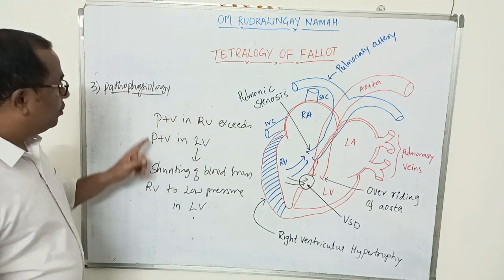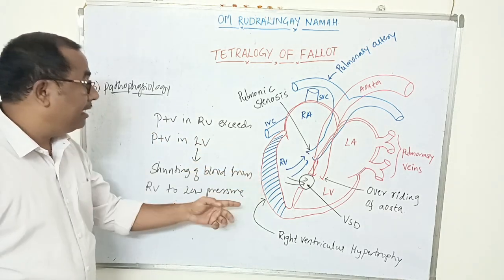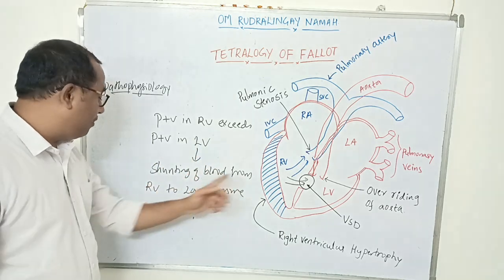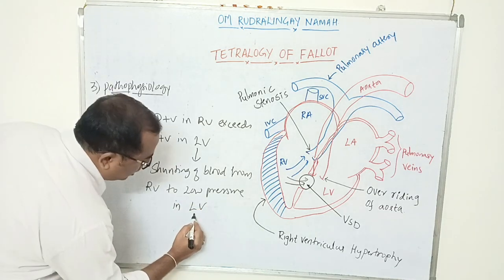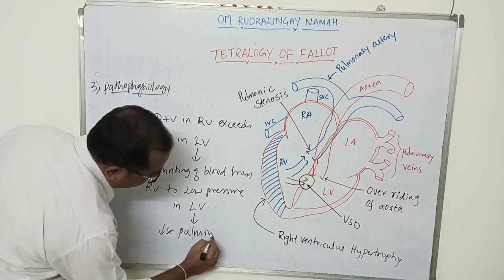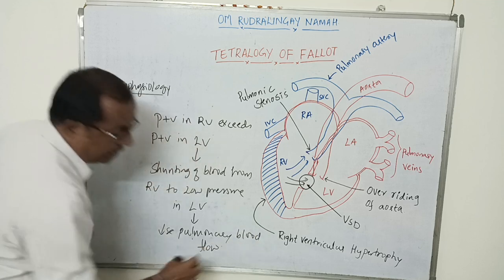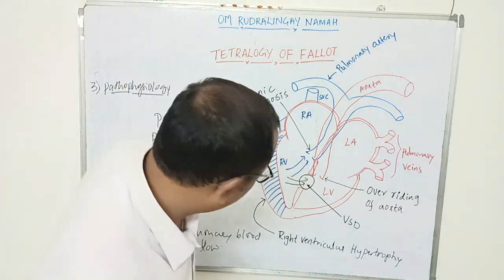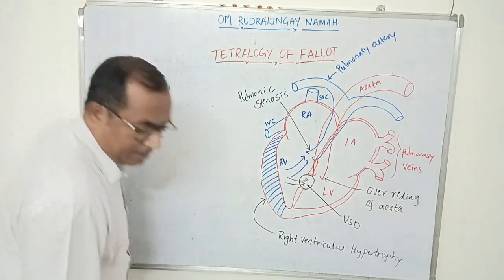So due to the pressure and volume in right ventricle exceeding that in the left ventricle, there is a shunting of blood from high pressure in the right ventricle to the low pressure in left ventricle. Because of this, there is decreased pulmonary blood flow, that is decreased blood going for the oxygenation of blood.